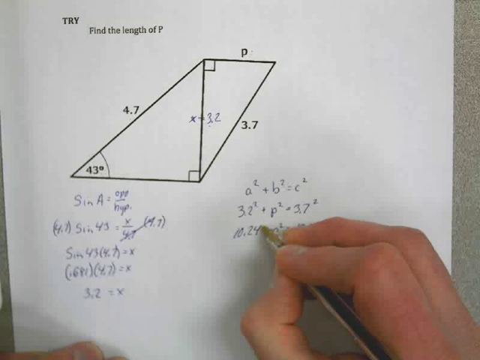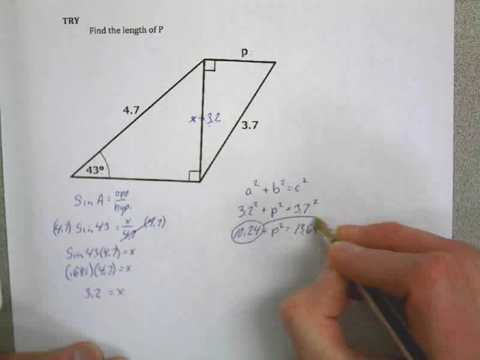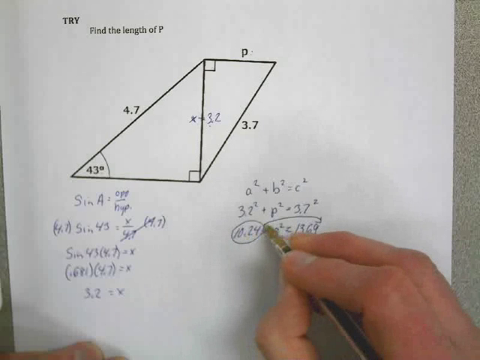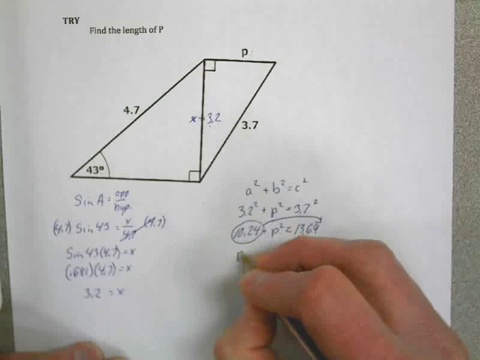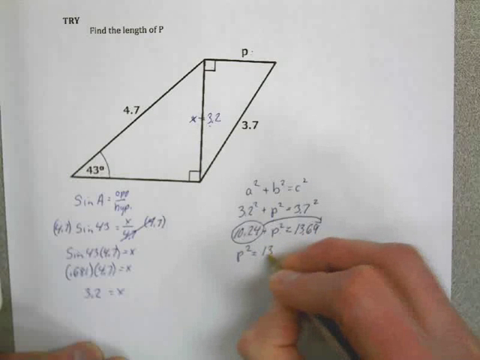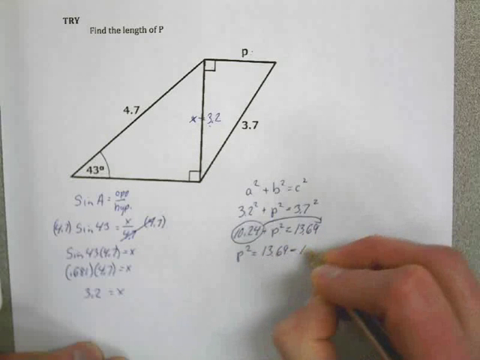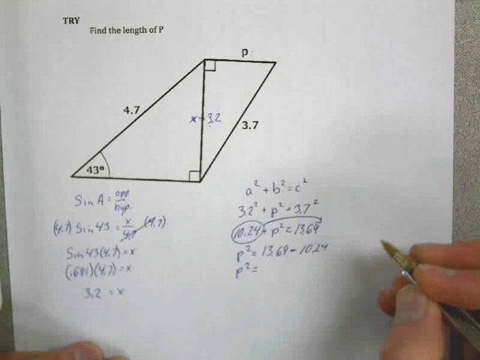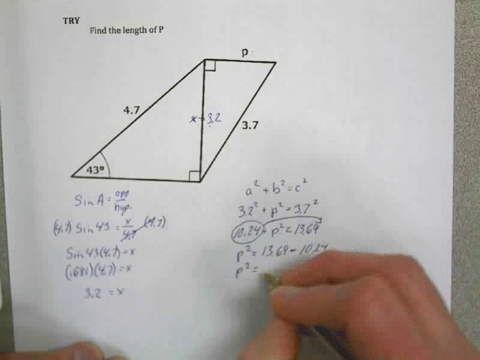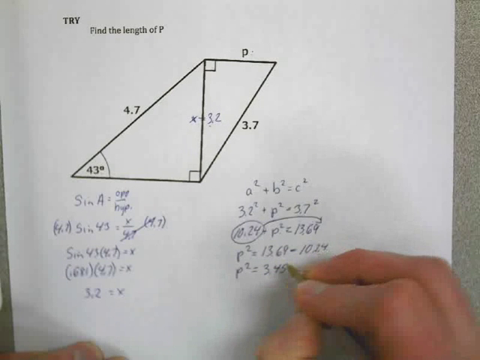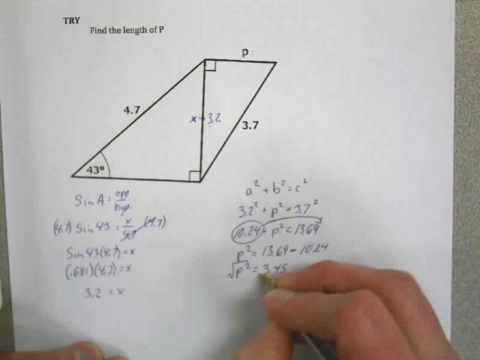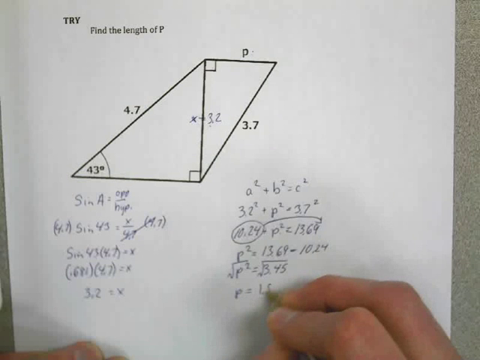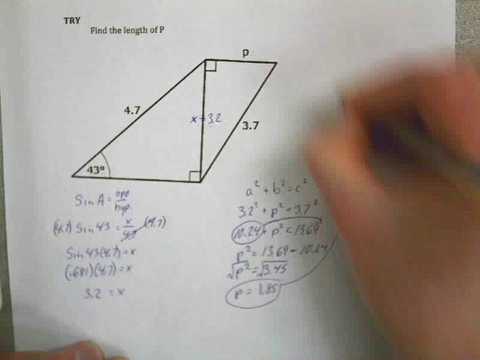I want to get p by itself, so I take this number and I bring it over. Once again, when it crosses the equal sign, it becomes the opposite. Here it's positive, so when it crosses over, it becomes negative. So now I get p squared is equal to 13.69 minus 10.24, which comes out to be 3.45. I only want one p, so I square root it. What I do to one side, I must do the other side. So p is equal to 1.85. So that's the length of p.